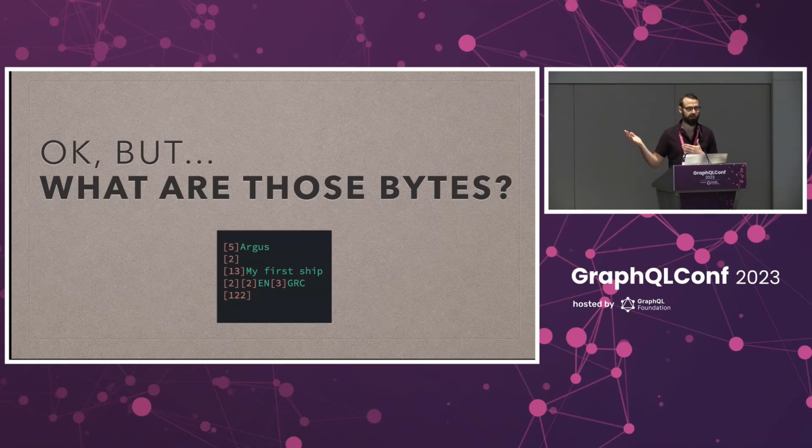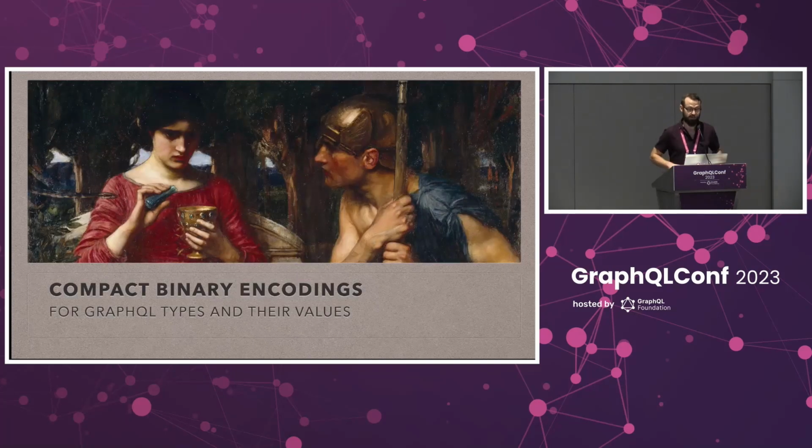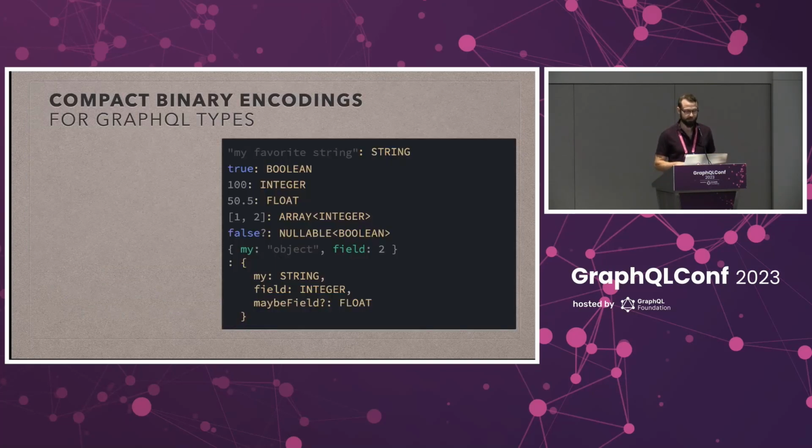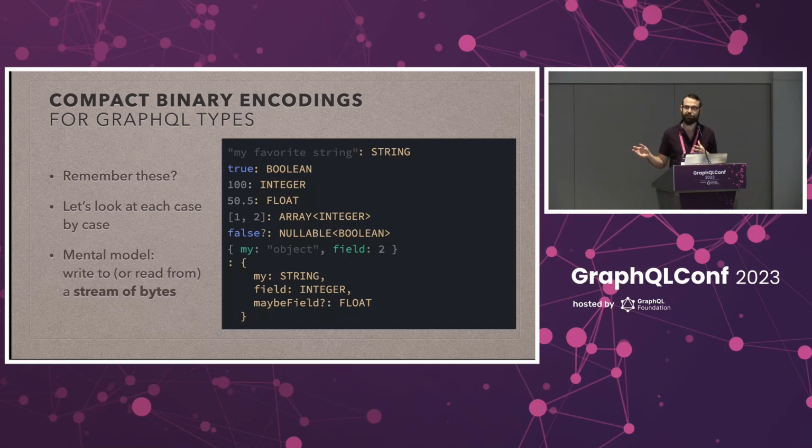We just looked at a whole bunch of things that got encoded, but how did we actually pick which ones to write or know how to read them? For that, we need to talk about compact binary encodings for GraphQL types and also for their values. So we've seen this before, remember these? We'll actually look at these case by case, and as we do so, our mental model is going to be to write to or read from a stream of bytes.